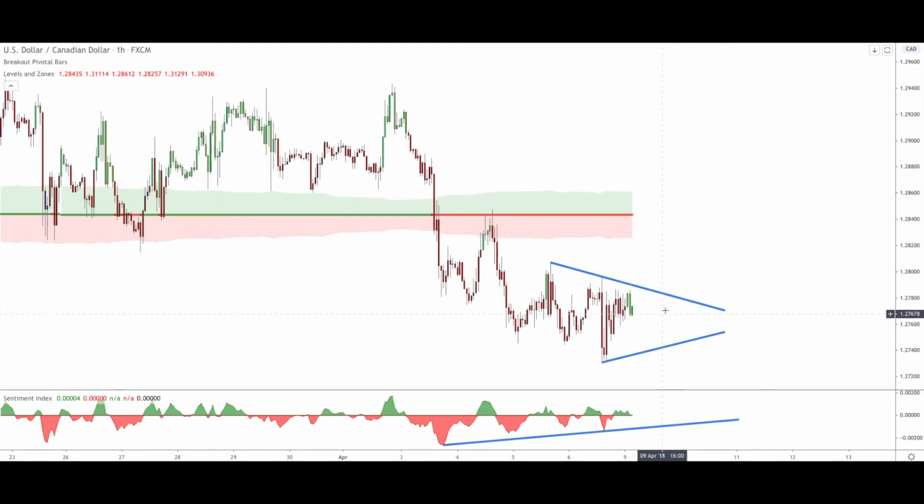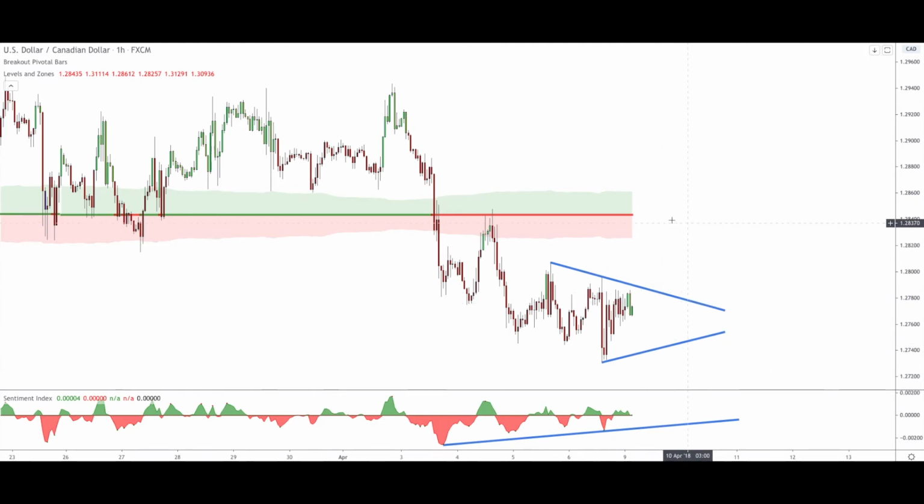I'm definitely not interested, first of all because it will mean that it is a trend reversal, and when I use the breakout pivotal bars with the sentiment index and the levels and zones, I'm usually trading trend continuation. So I look for an impulse, a consolidation, and another impulse.